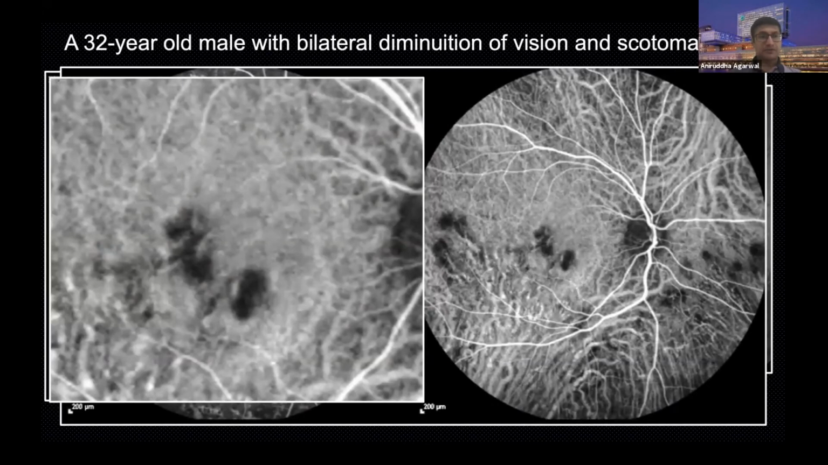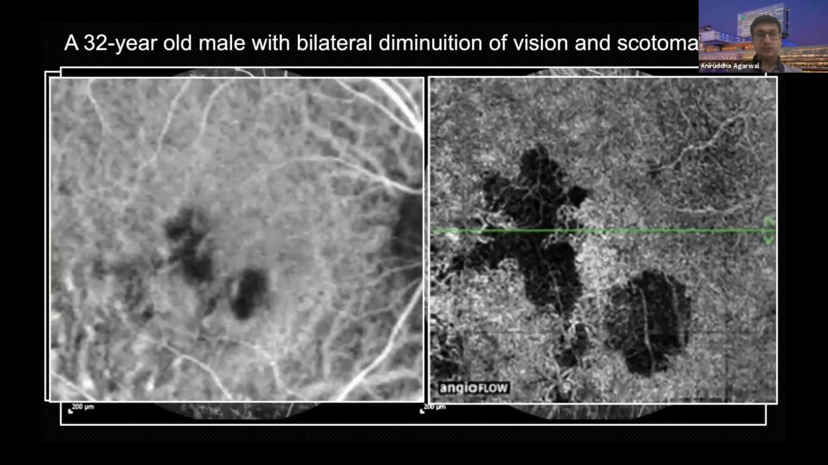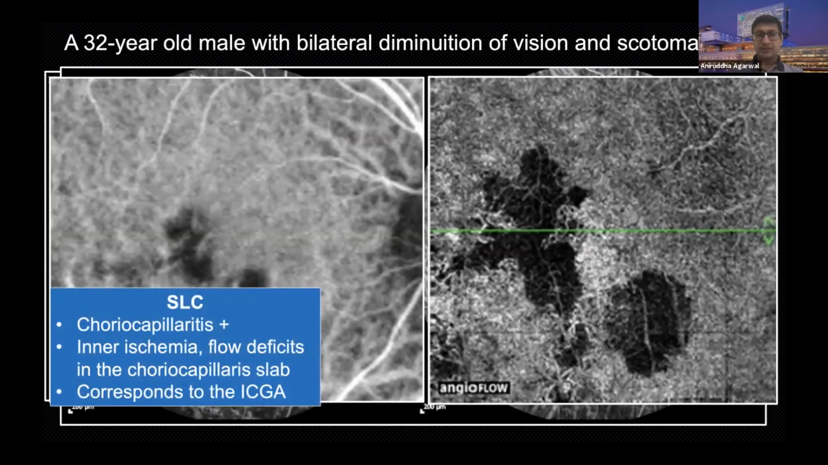This is a blown up image of the ICG, and you can see the OCT angiography shows you such beautiful delineation of the flow deficit areas. And because it compares very well with the ICG-A, you know that this is a true flow void. So in patients with SLC, the OCT angiography shows you choriocapillaritis, ischemia of the inner choroid, which corresponds to the ICG.